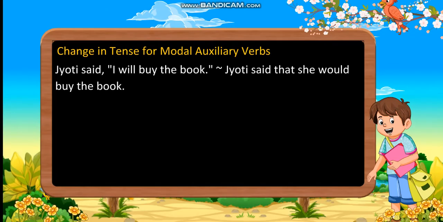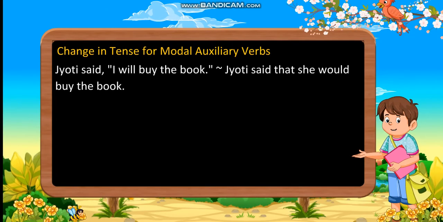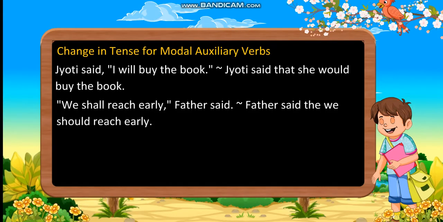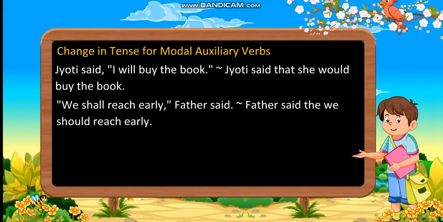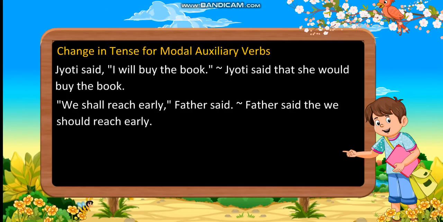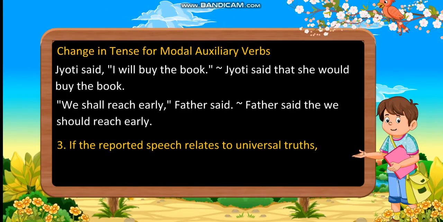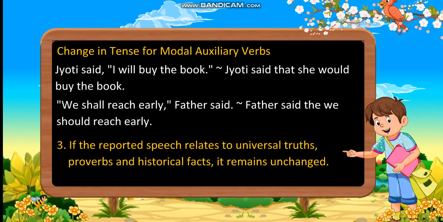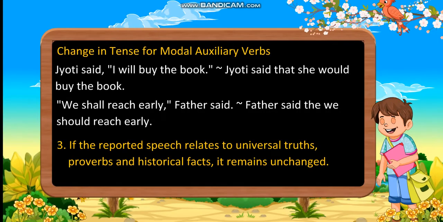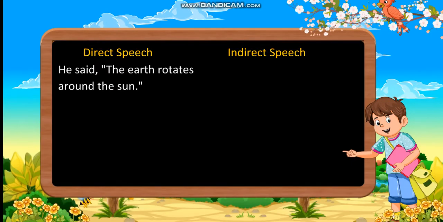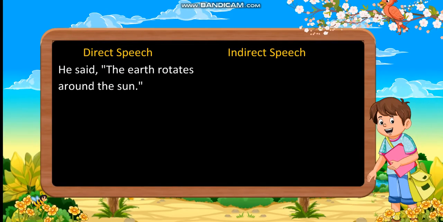Jyoti said, "I will buy the book." Jyoti said that she would buy the book. "We shall reach early," Father said. Father said that we should reach early. Third, if the reported speech relates to universal truths, proverbs, and historical facts, it remains unchanged. Direct speech, indirect speech. He said, "The earth rotates around the sun."